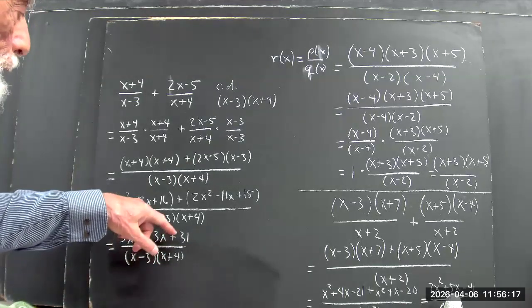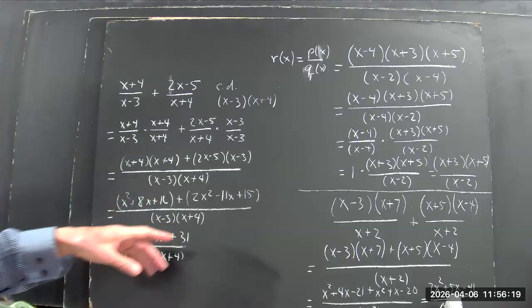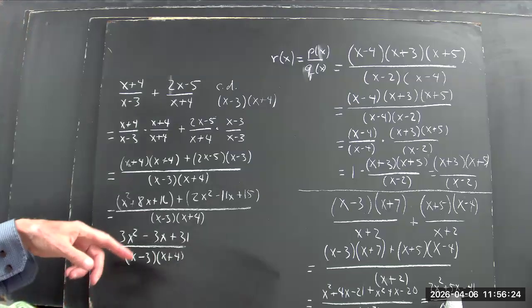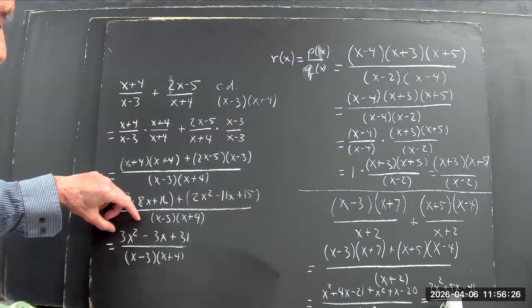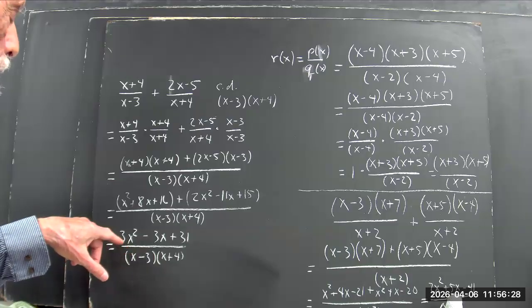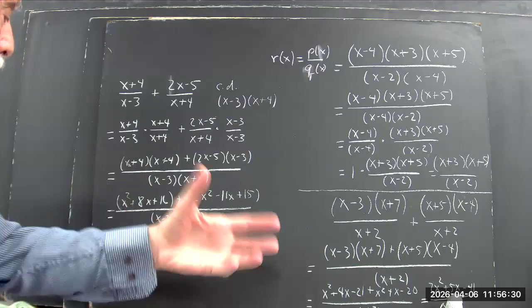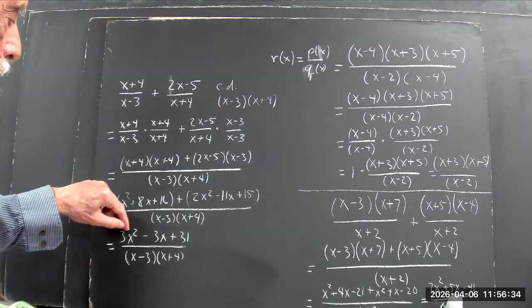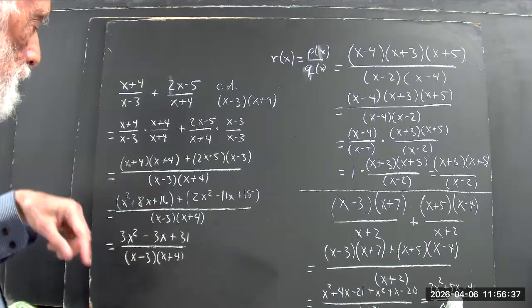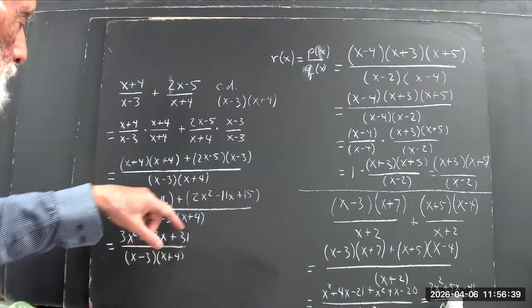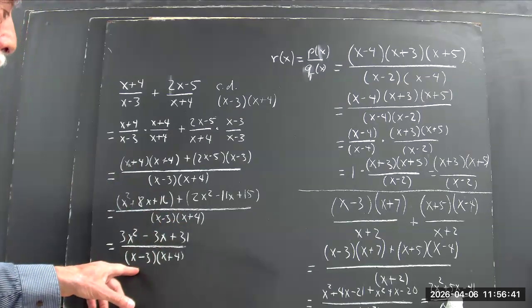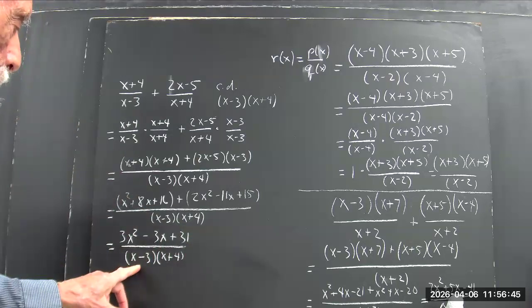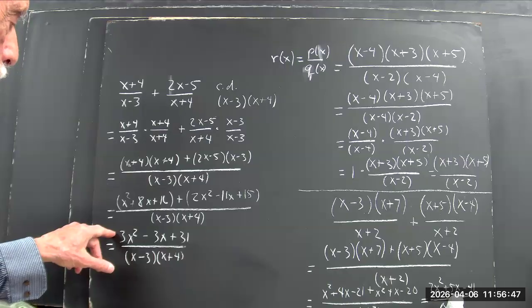Now, having a prime number like 31 here makes it very likely that this is going to factor. I would check if x minus 3 is a factor of the numerator, then plugging 3 into the numerator would give us 0. If we plug 3 into the numerator, 3x squared gives us 27, minus 3x gives us minus 9, that's minus 18, plus 31 is 13. So when x is equal to 3, the numerator is not equal to 0, so x minus 3 is not a factor of the numerator.